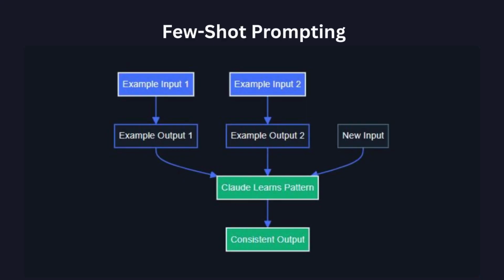Another important technique is few-shot prompting. In this approach, we provide examples directly in the prompt to show the model how to respond. Instead of just describing the expected format, we demonstrate it with sample inputs and outputs. This helps the model learn the pattern and produce consistent responses, especially for structured tasks like JSON outputs or classifications.